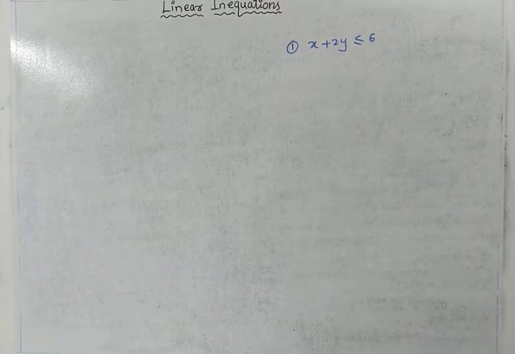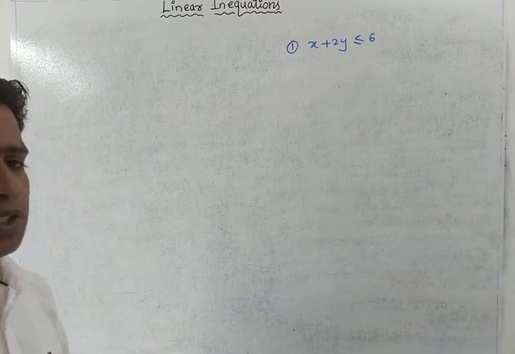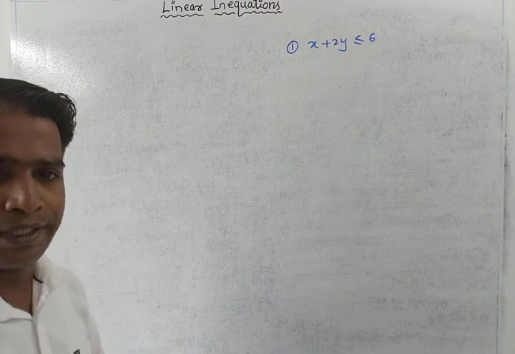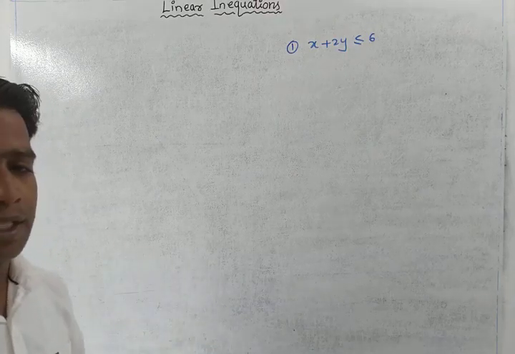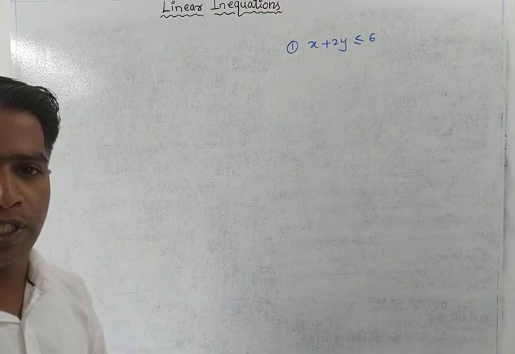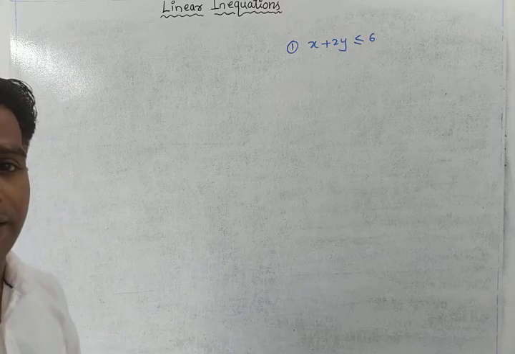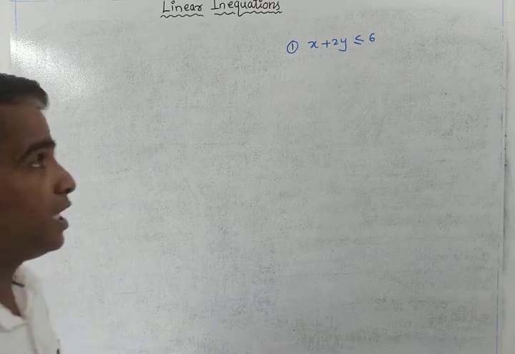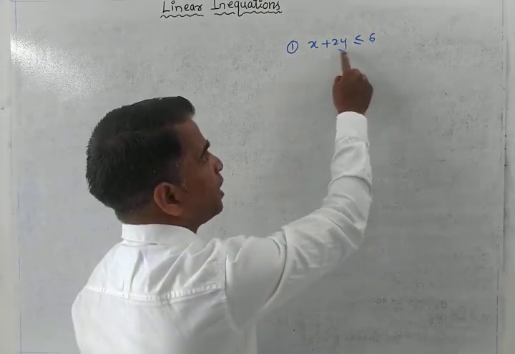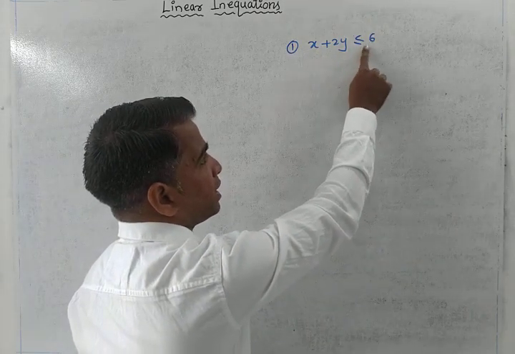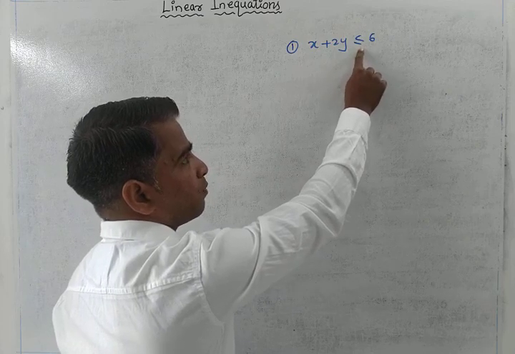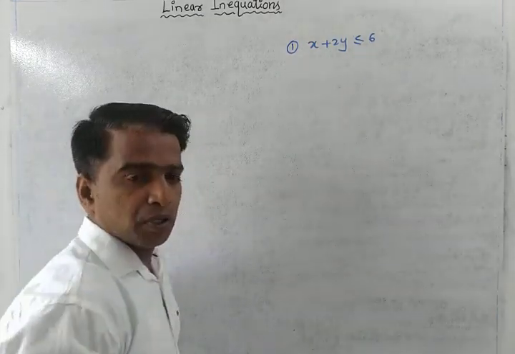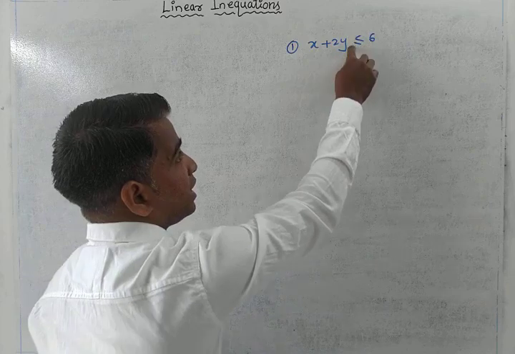Now we have to draw the graph of the line x plus 2y less than or equal to 6. For drawing the graph of this line, first we have to understand what is a linear equation. Why is the given one a linear inequation? Because it is x plus 2y less than or equal to 6. It is not equal, it is less than or equal, and because of that it is called a linear inequation.